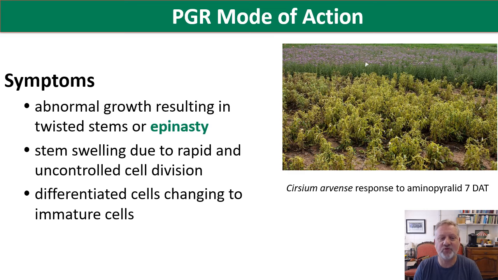So typical symptoms will be epinasty. The plants will grow faster and then it will bend down because some of the meristems will bend. So that will be the symptoms of epinasty. The stems will swell and the cells will not divide correctly anymore. This is a typical example of aminopyralid on Cerastium right here. So you see these plants are lighter, but also you can see the bend right here. Those leaves, those meristems bend down. And that's very typical of auxin mimics.